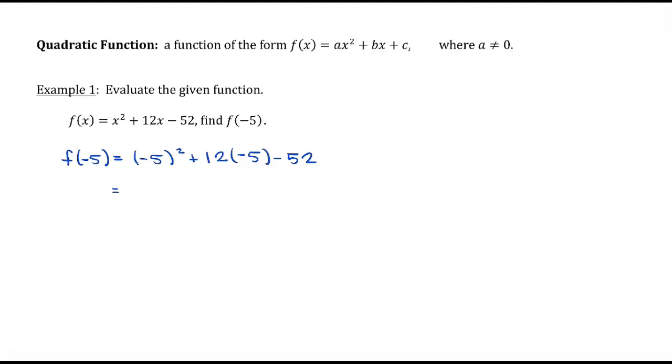Negative 5 squared is negative 5 times negative 5, or positive 25. Positive 12 times negative 5 is negative 60. And 25 minus 60 minus 52 is negative 87. Let's go on to example 2.